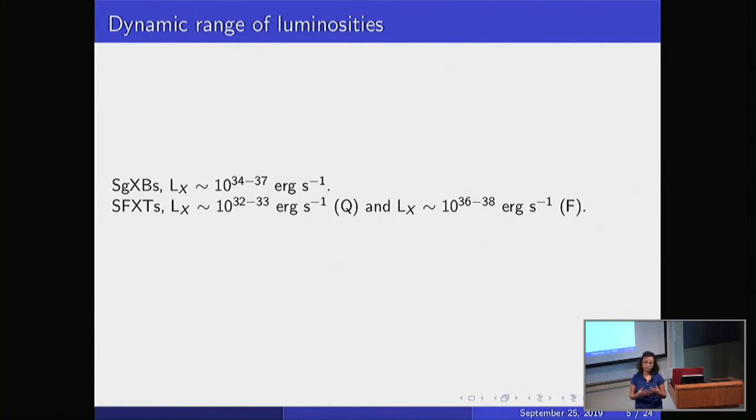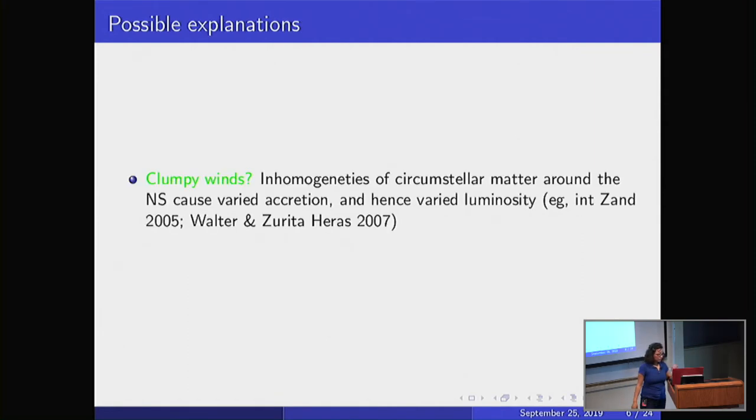One possible explanation, I'll start with the first one, which was put forward, was that the transient outburst in the case of SFXTs is simply because there is accretion from a clump of matter in this kind of system. For example, you have a lot of stellar wind coming from the companion star, and these are inhomogeneous in nature. So when a neutron star passes through a clump of matter, there's an increased accretion, and that is manifested as flares in the light curve.